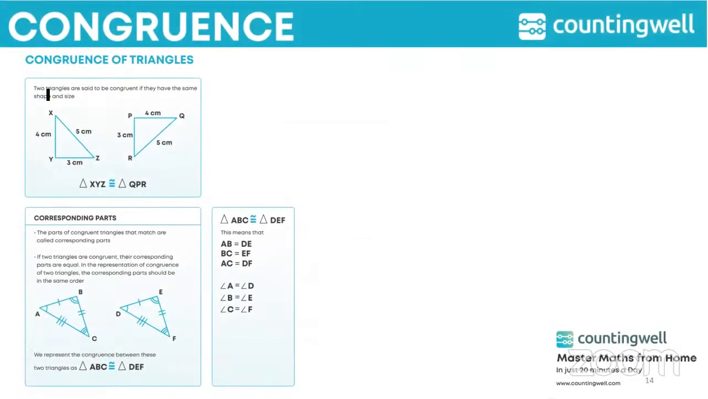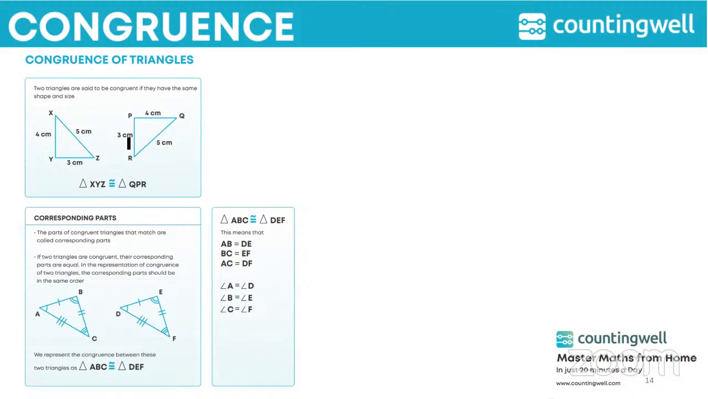Let us see congruence of triangles. Two triangles are said to be congruent if they have the same shape and size. So ignore the orientation of angles, but note down the shape and size. So here you can see XY equals 4 centimeter, YZ equals 3 centimeter, XZ equals 5 centimeter, whereas PR equals 3 centimeter, PQ equals 4 centimeter, and QR equals 5 centimeter.